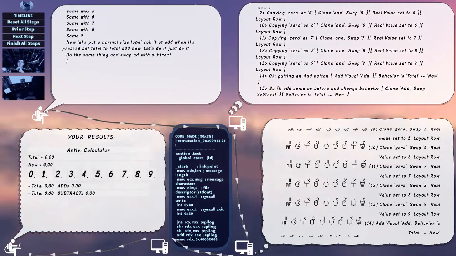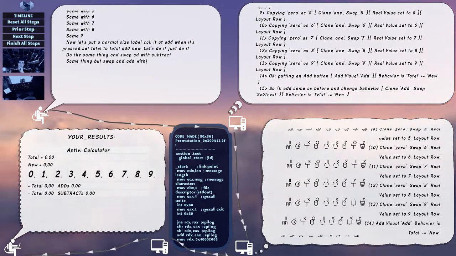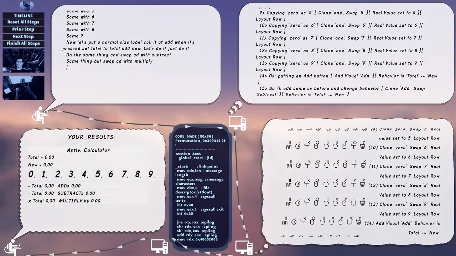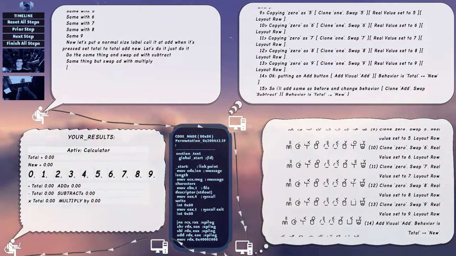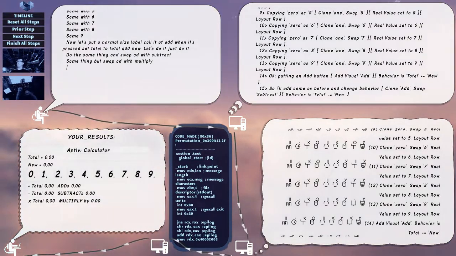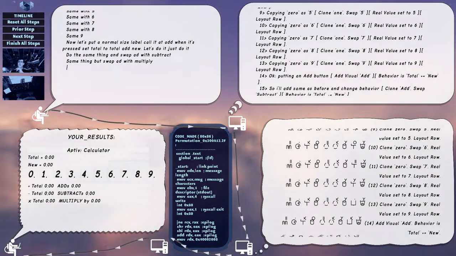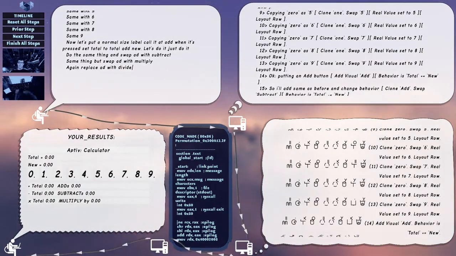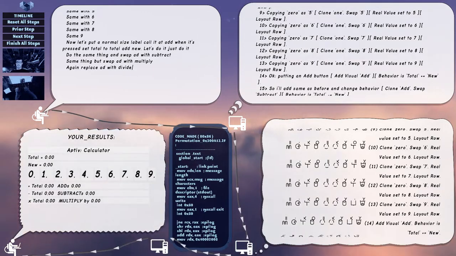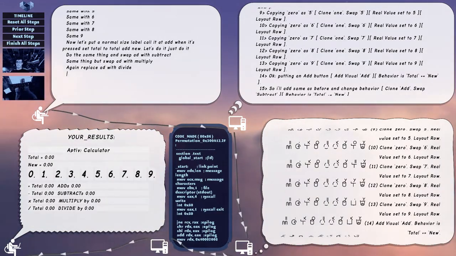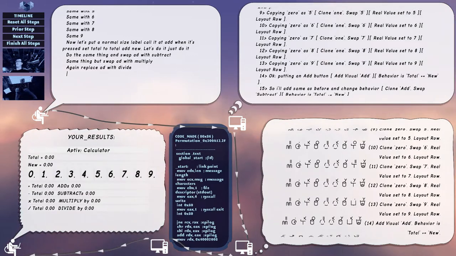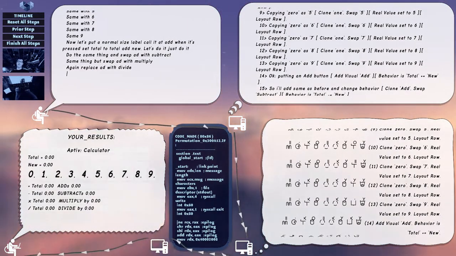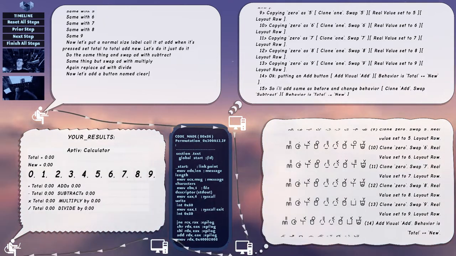Same thing, but swap add with multiply. Do it. Alrighty, doing the same for multiply. Again, replace add with divide. Do it. Adding divide like before. Now, let's add a button named clear. It sets the total to 0.